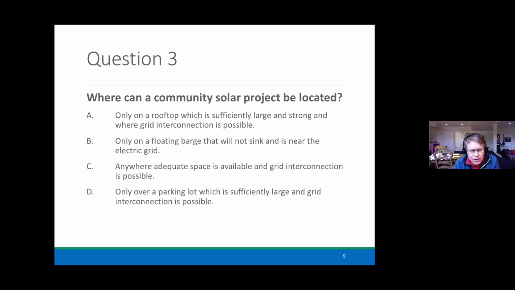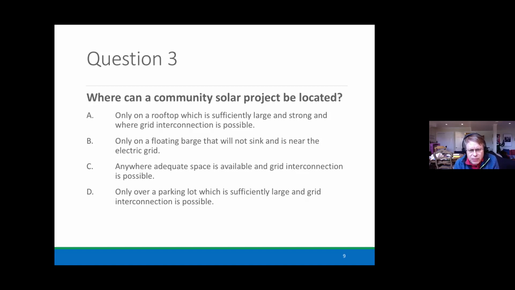Only on a floating barge that will not sink and is near the electric grid. There are also many proposals for floating barges to allow solar arrays to be placed on the barges and then export to the grid. There are also floating arrays that float on the surface of waterways and then can export to the grid. And the idea again is to avoid taking up additional land for solar arrays, which is one of the more controversial items related to solar arrays.